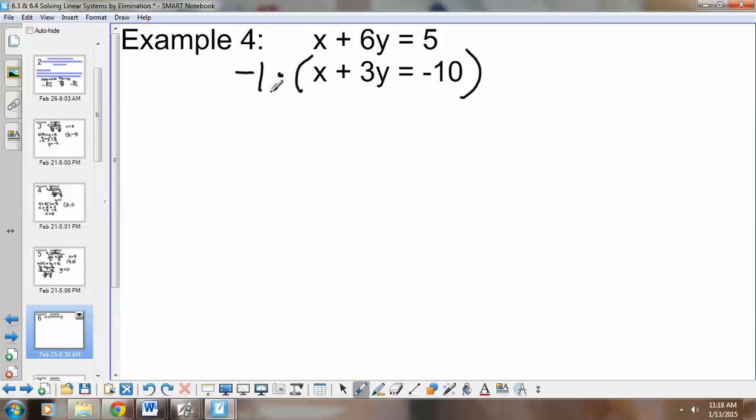Somebody originally said subtract x and then subtract 3y. That way it'll give us an opposite term. That would work as well. So it would be negative x minus 3y equals 10. You got it.